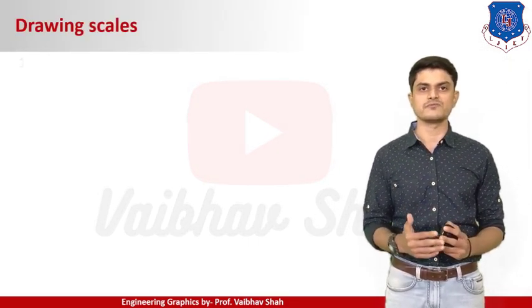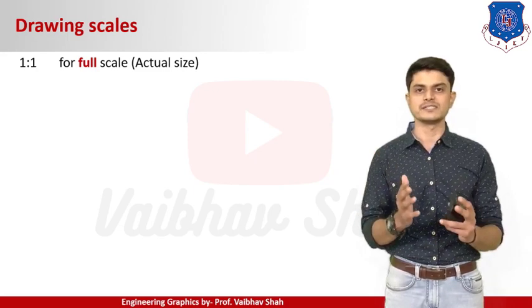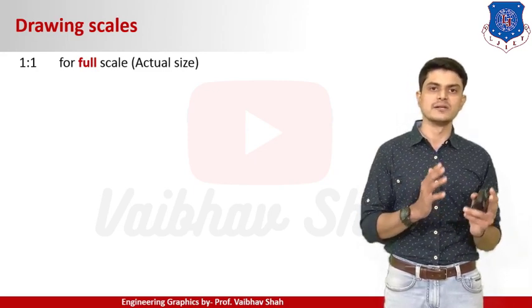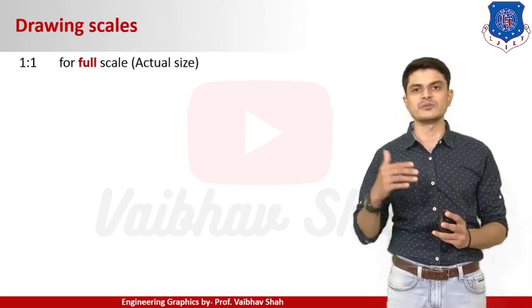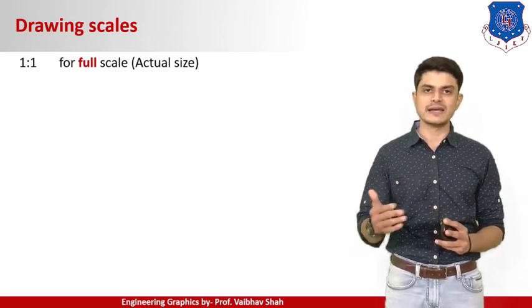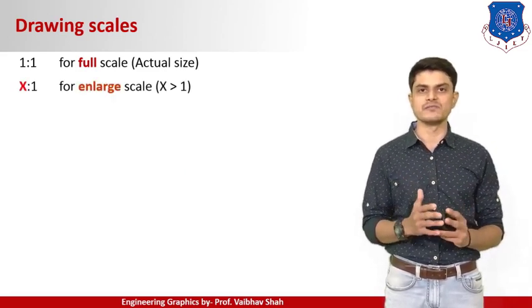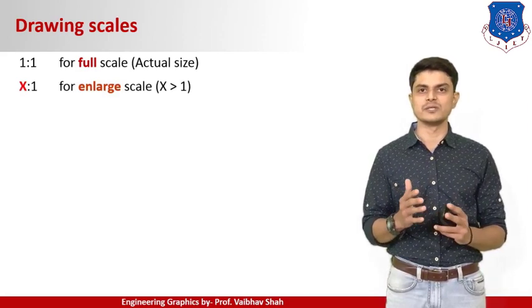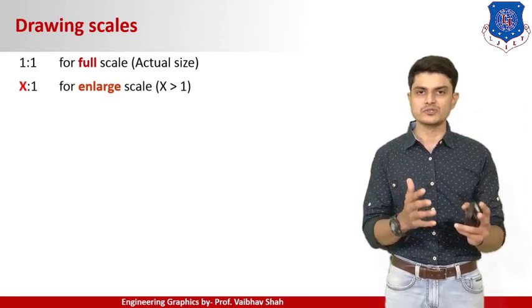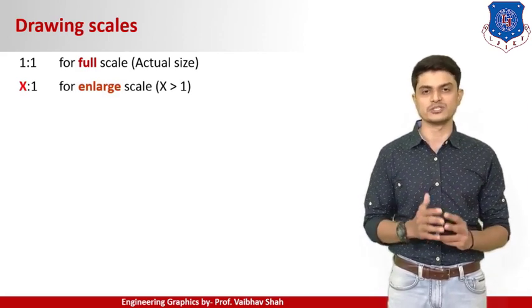Now there are different kinds of scales available. Let us see what the first type is. 1:1 is a full scale, in which we actually draw the actual image directly into your drawing sheet without enlarging or reducing the dimension. The second scale is x:1, which is known as an enlarged scale. We will be enlarging the dimension of your actual object before drawing it into your drawing sheet.